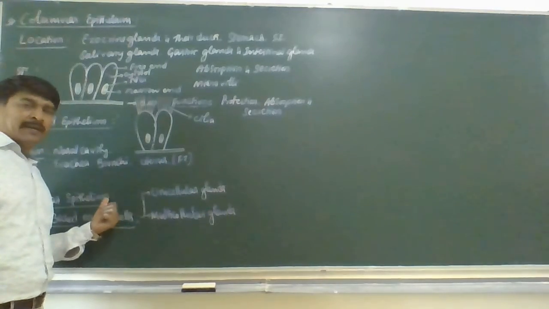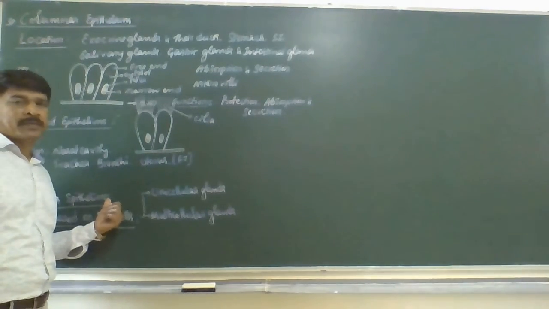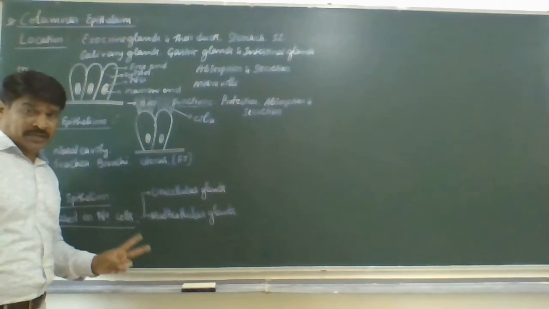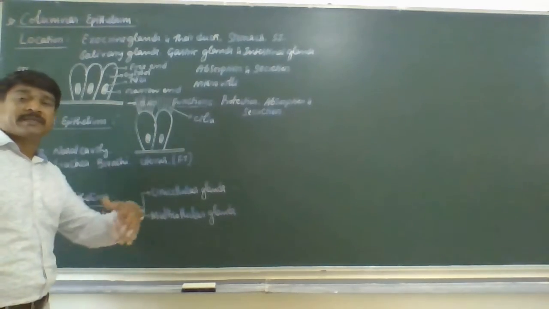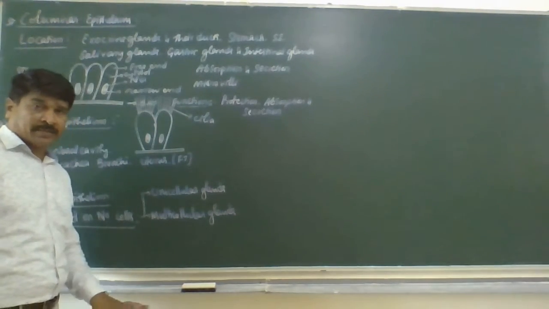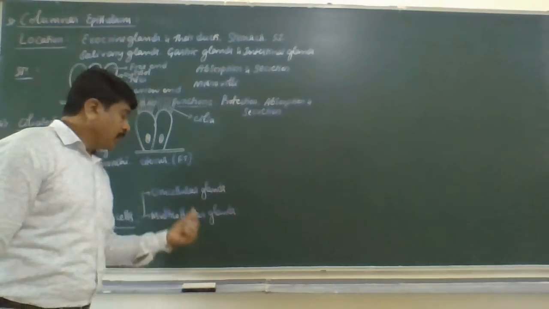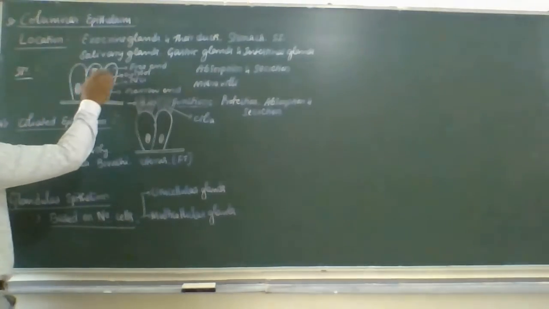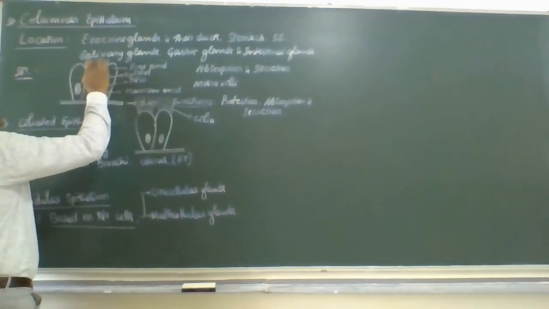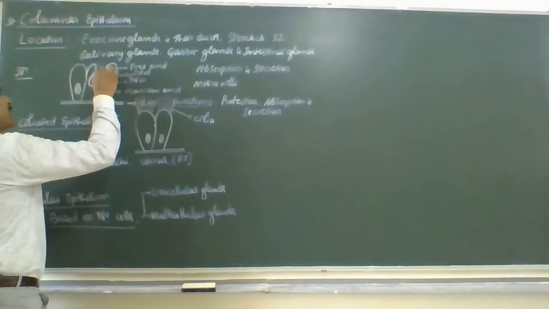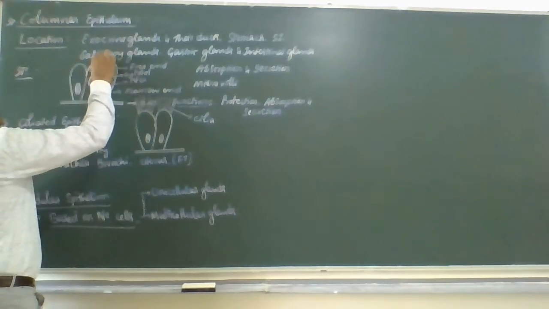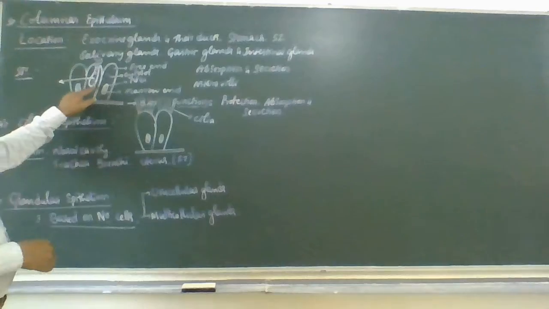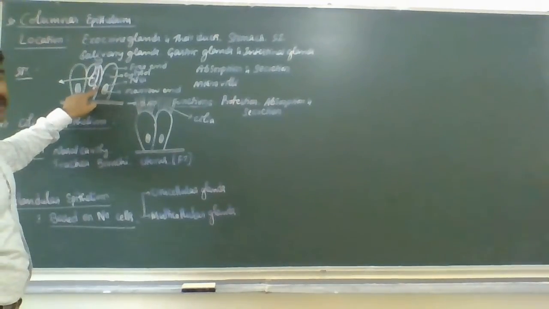So glandular epithelium is a modified columnar epithelium specialized for secretion. Here there are two systems of classification. One is based on the number of cells in a layer involved for the secretion: unicellular glands and multicellular glands. For example, let us consider this is a layer of cells. In a layer of cells, if only one cell is involved for the secretion, it is called a unicellular gland.